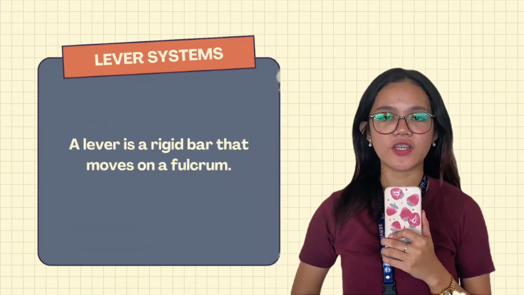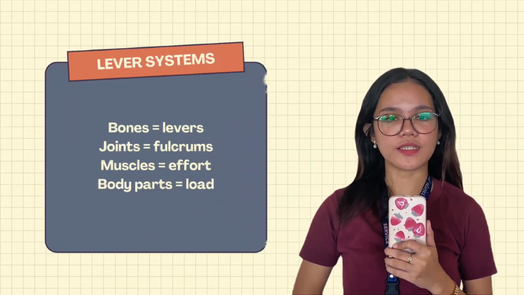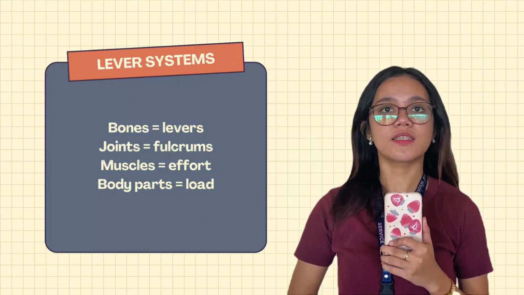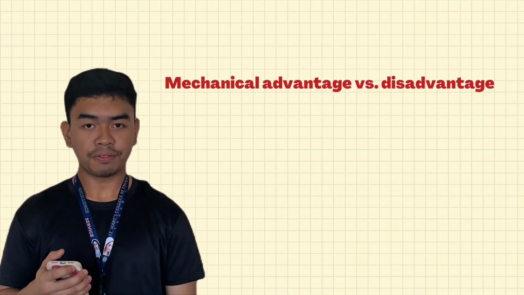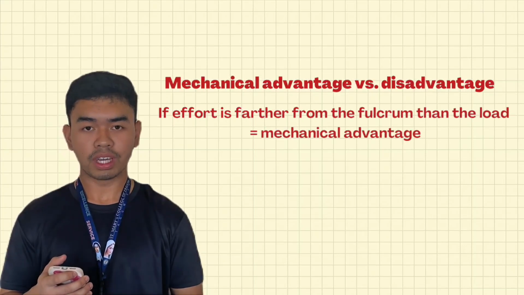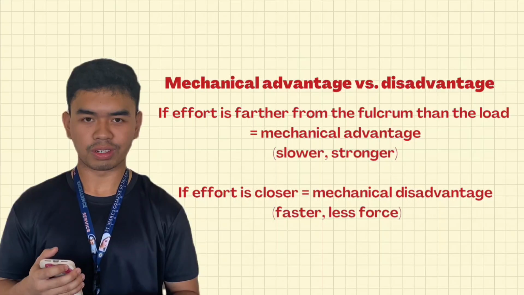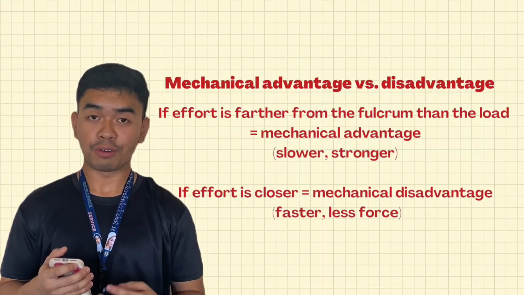Lever systems. Lever basics. A lever is a rigid bar that moves on a fulcrum. In the body, bones are levers, joints are fulcrums, and muscles provide the effort. Body parts are the load. Mechanical advantage versus disadvantage. If the effort is farther from the fulcrum than the load, that is mechanical advantage: slower but stronger. If the effort is closer, that is mechanical disadvantage: faster but less force.